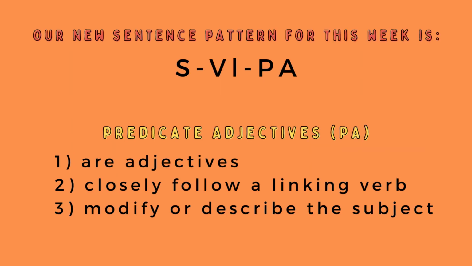Now we're going to look at our new sentence pattern for this week, which is SVLPA, which stands for our subject, linking verb, and predicate adjective. A few things that are important to know about our predicate adjectives. They are going to be labeled with a PA whenever we are doing our labeling. 1, they are adjectives. 2, they are going to closely follow a linking verb. And 3, they will modify or describe the subject.